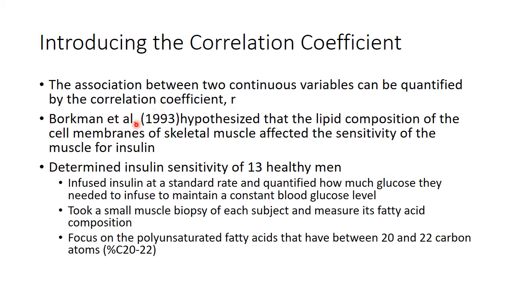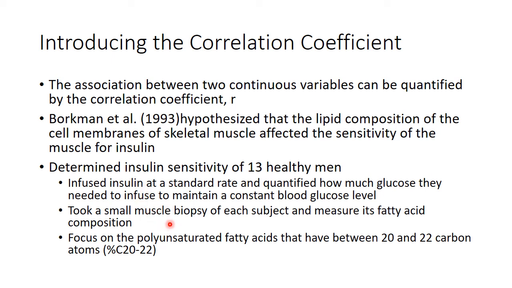Okay, an example of a study here was back in '93 with a fellow named Borkman. He hypothesized that the lipid composition of cell membranes in skeletal muscle affected how sensitive the muscle was to insulin. They took 13 healthy men and tried to determine their insulin sensitivity. They infused insulin at a standard rate and tried to quantify how much glucose they needed to maintain a constant blood glucose level. The more sensitive the patients were to insulin, the more glucose they'd have to infuse in order to keep that same level. The more resistant they were to insulin, the less glucose they'd have to infuse.